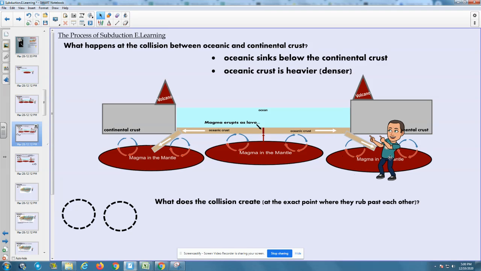So when they crash into the thicker continental crust, even though it's quite heavy in its own right because it's so very thick, it's much less dense than the oceanic crust. So the oceanic crust is going to slide underneath, subducting underneath. It's being pulled underneath the continental crust when they collide. Now, that's important to recognize, what it's creating.